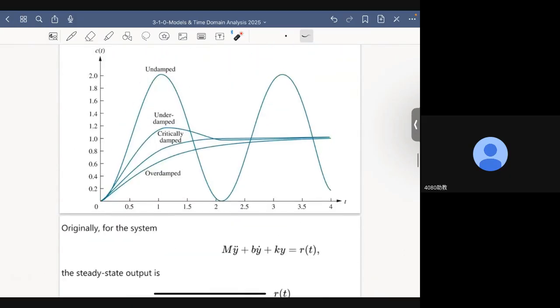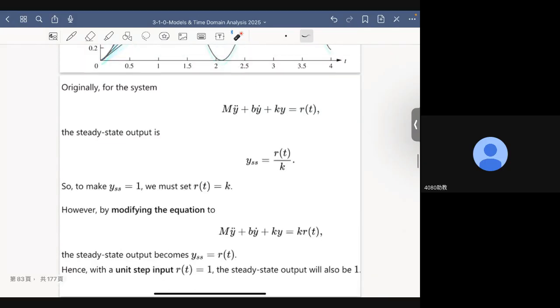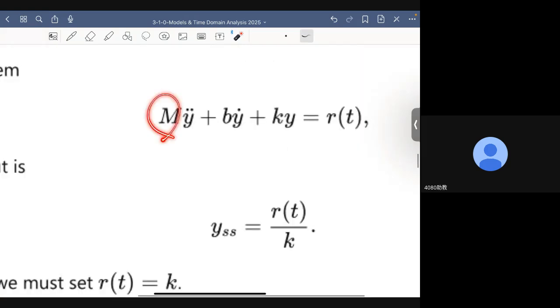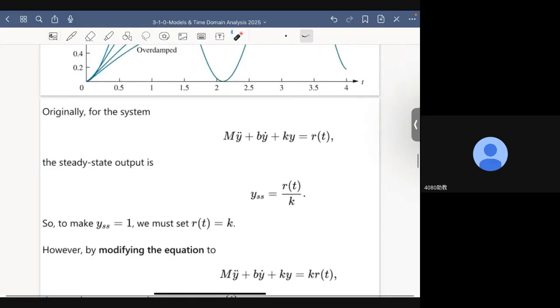Now, before I go one step further to derive the unit step response, I want to revise our equation of motion slightly. Originally for the spring mass damper system, this is what we have, okay? I'm sorry for the inconsistency of the notation, but M again represents the mass, B represents the damping coefficient, which was denoted as C previously. K again is the spring constant, and R represents the force applied to the mass, all right?